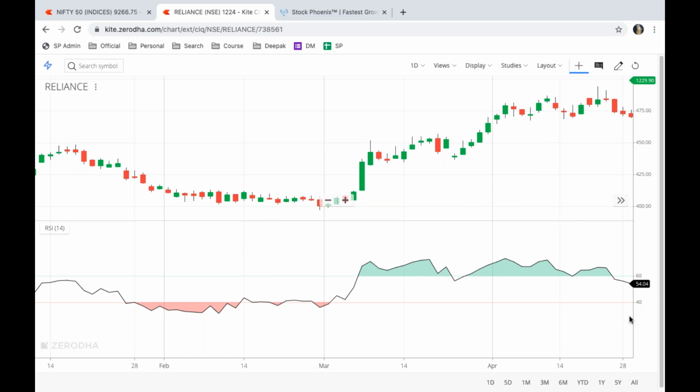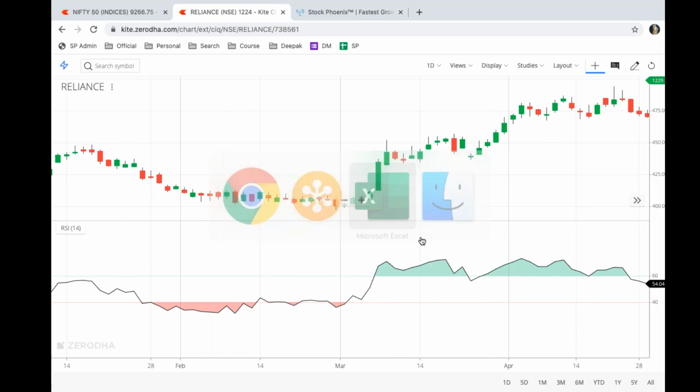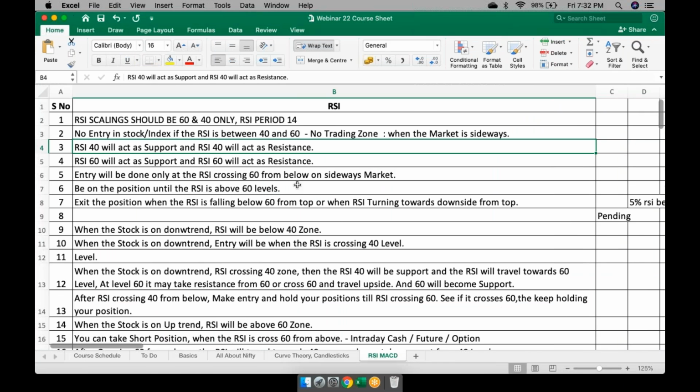Are we clear? So now let's read the 4-5 points, then we will go for a complete summary. RSI scaling should be 60 and 40. RSI period is 14, and no entry in the stock or index if the RSI is trading in between 60 and 40 levels. It's a sideways market, which is a no trading zone.